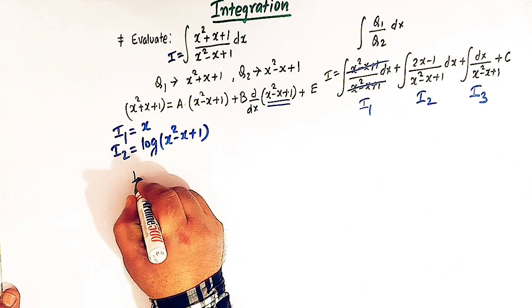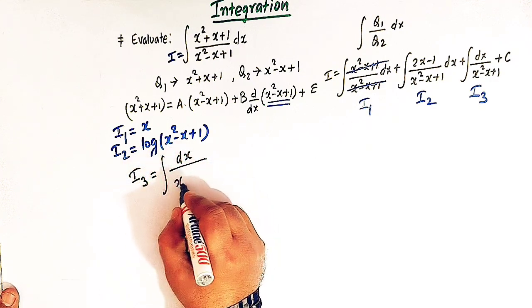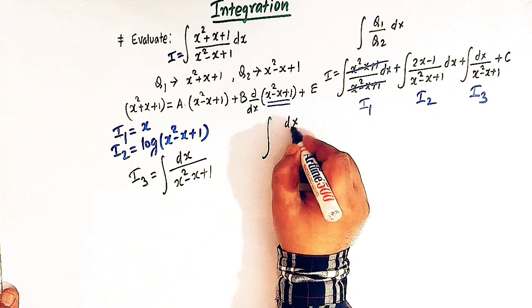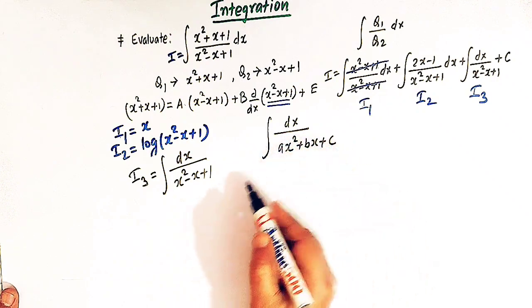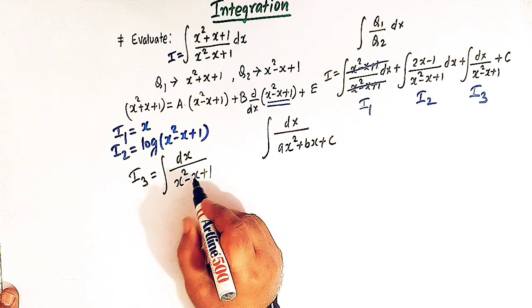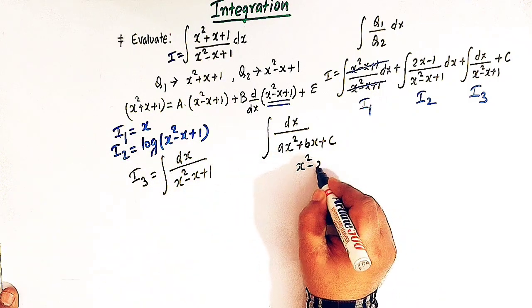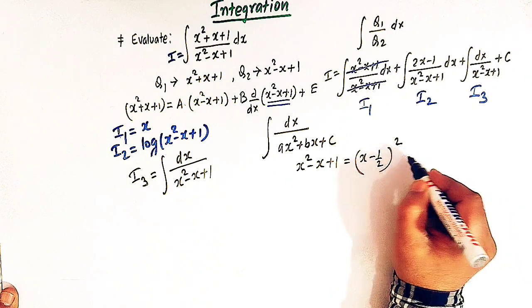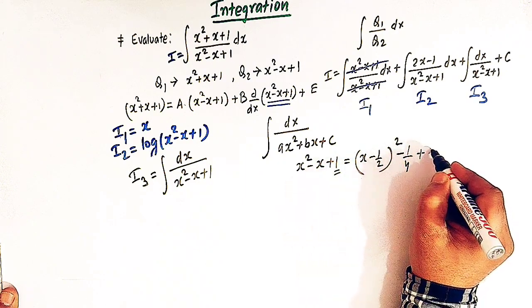So now consider the third integral, that is I3. So I3 is dx over x square minus x plus 1, and this integral is of this form, that is dx over ax square plus bx plus c. And to solve these types of integrals, what we do is convert this quadratic expression into a perfect square. So we can write x square minus x plus 1 as x minus half square, and then here we'll write minus 1 over 4, and then we have this term, that is plus 1.